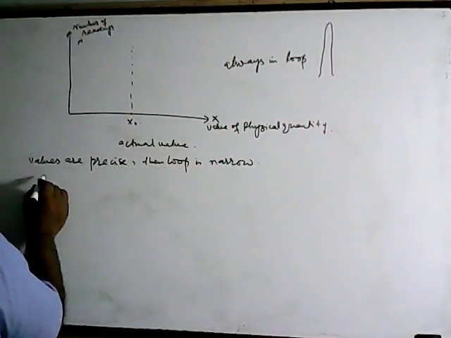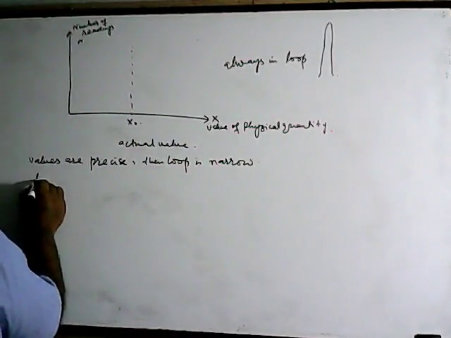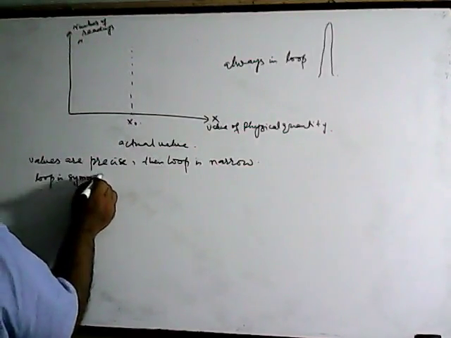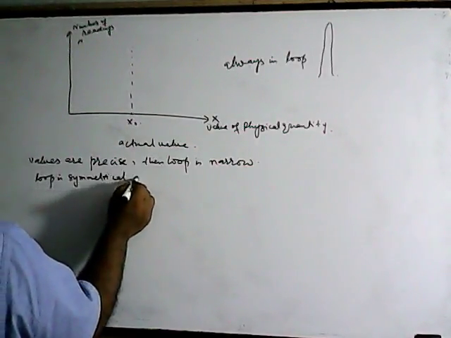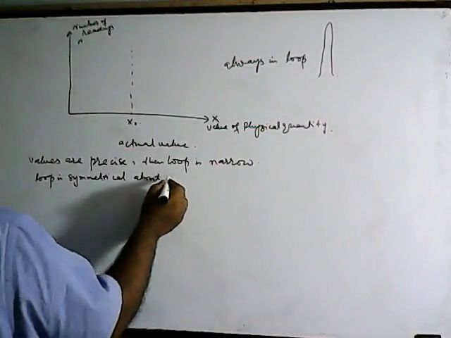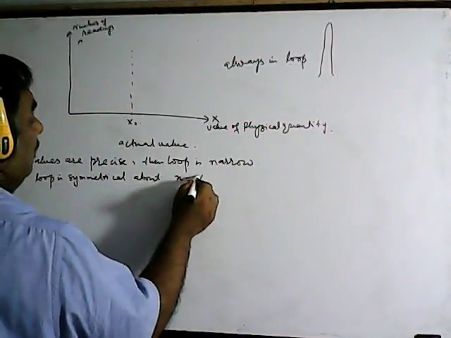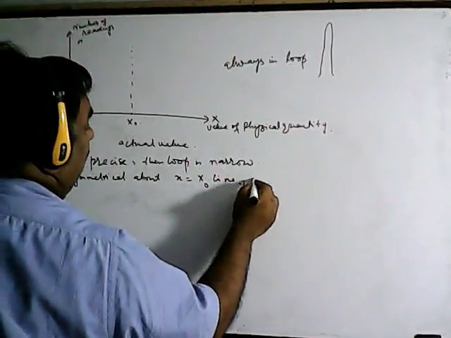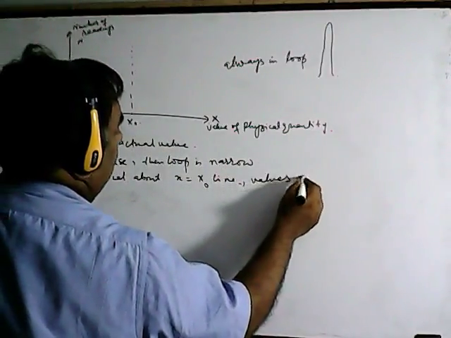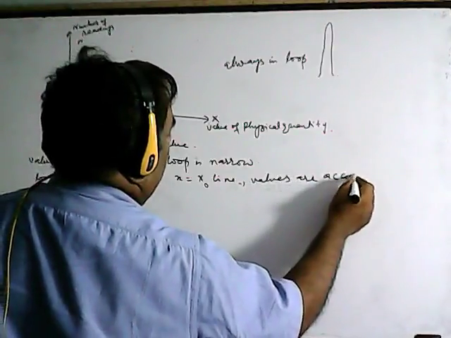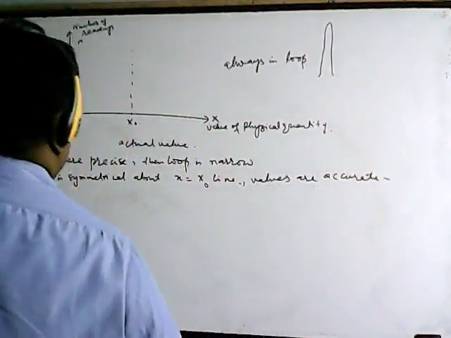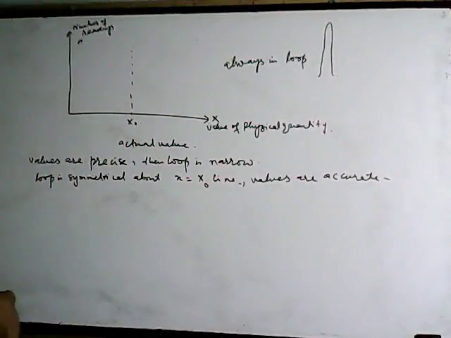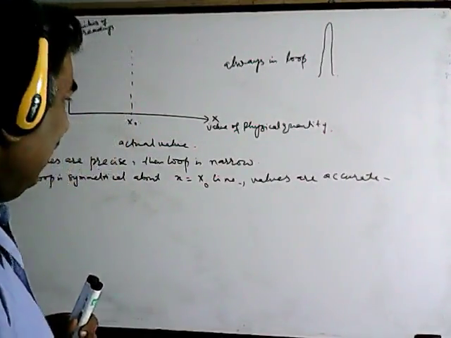And suppose the loop is symmetrical about the x equal to x naught line, this line, then the values are accurate, or the thing is accurate. So keeping these in mind, I will always sketch the graph of these things. Now there can be various possibilities.